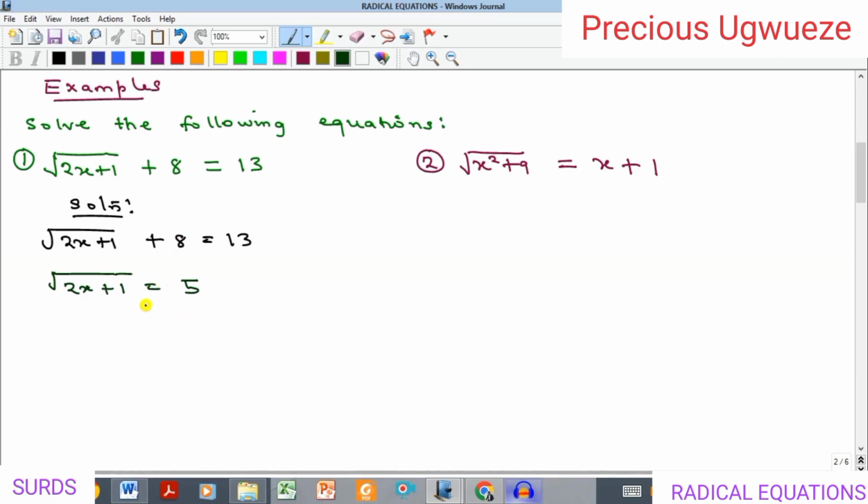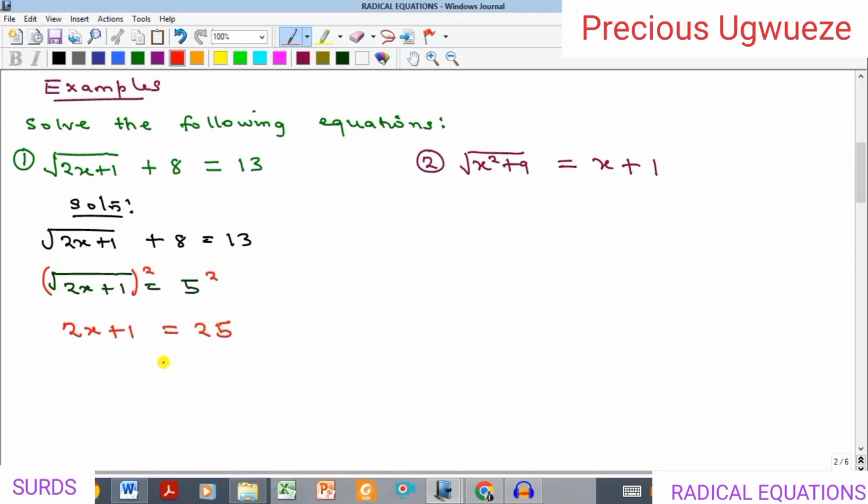From here, what do we do next? At this point, when you just have your radical on this side and then a value on the other side, this value could be just a number or maybe another variable or maybe the same x. So at this point, we can take the square of both sides. Why are we taking the square of both sides? Because we know that square can take away square root. So the square here will take away the square root. On the left-hand side, we'll now have 2x plus 1, and on the right-hand side, we will have 25.